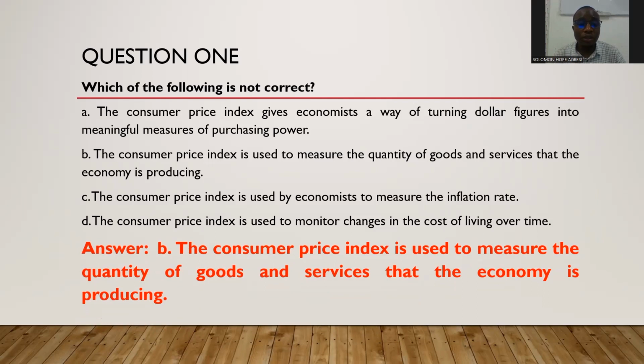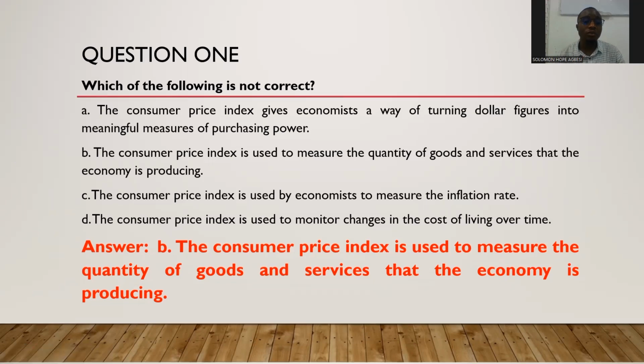economy is producing. Actually, we can use the CPI to turn dollar figures into meaningful measures of purchasing power. We use the CPI to measure the inflation level, and we can also use the CPI to monitor the changes in cost of living, but it's GDP that is used to measure the quantity of goods and services that the economy is producing over time. So the right answer is B.